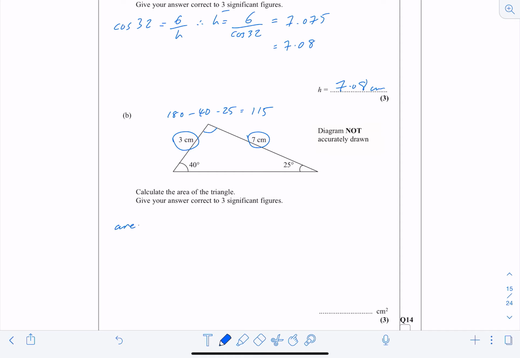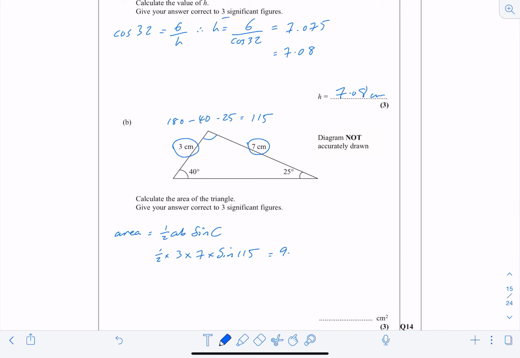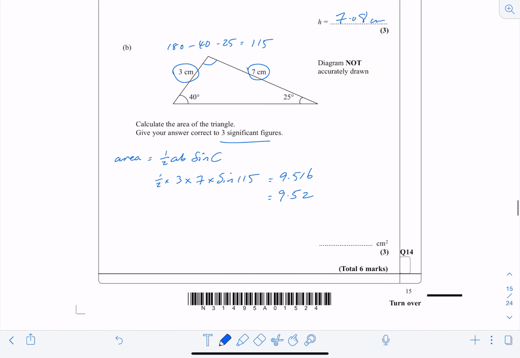Okay, so area equals half AB sine C, which is half times 3 times 7 times sine of 115, which goes straight into the calculator. Half times 3 times 7 times sine of 115 is 9.516. Three significant figures is 9.52. Okay.